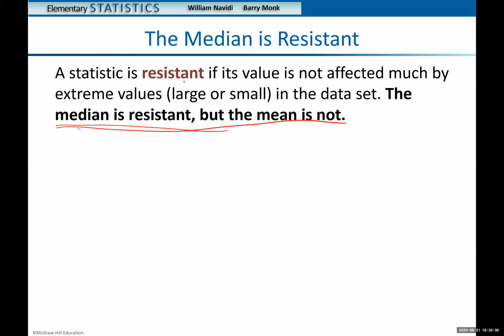So again, take note of this. Copy the definition of resistant. A statistic is resistant if its value is not affected much by extreme values.